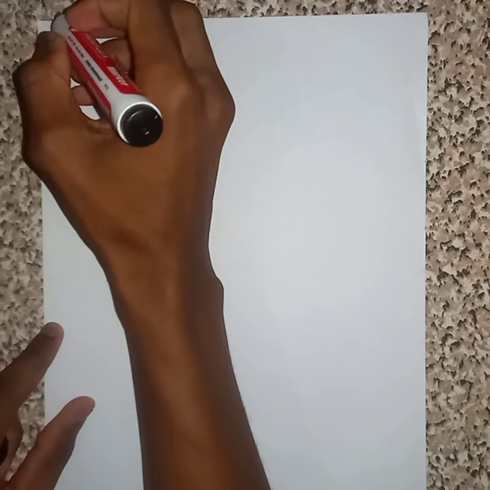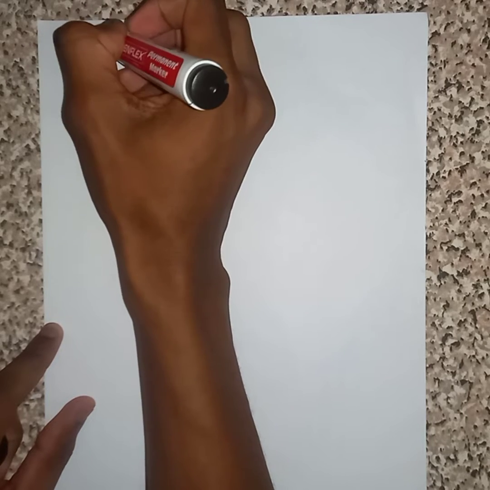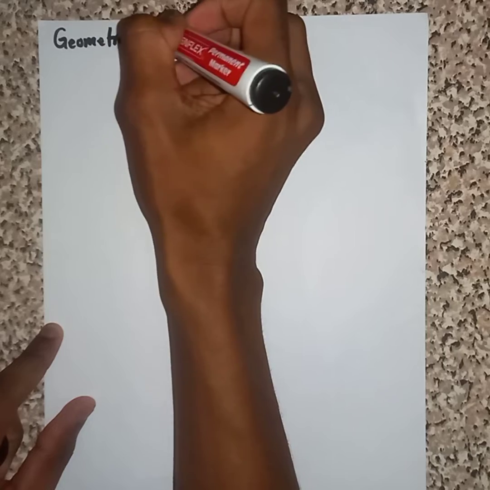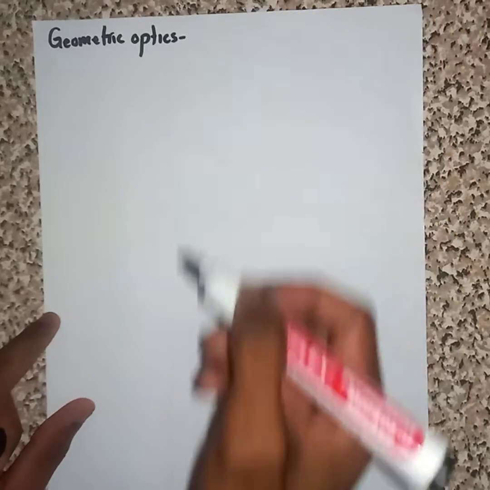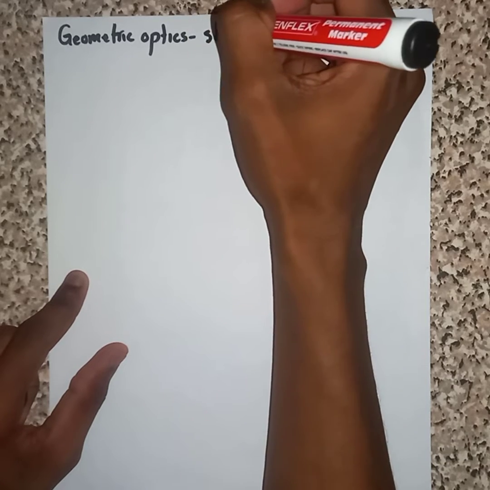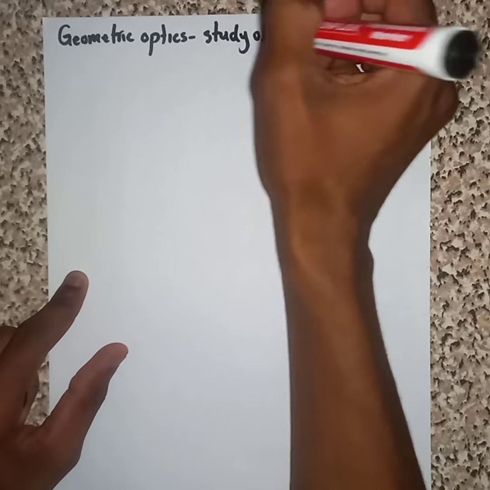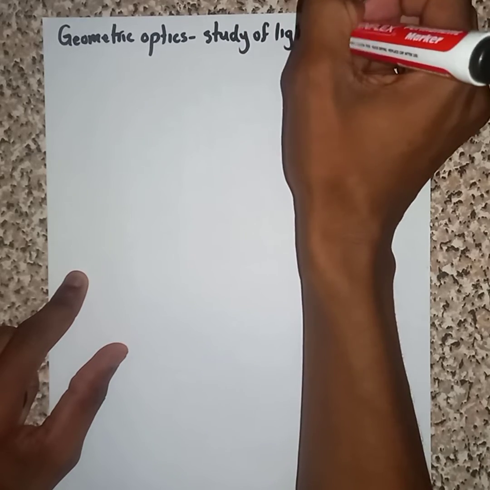Today, my fellow learners, we are going to do a new concept, the basic introduction of the new concept, which is geometric optics. Let me just say optics. Geometric optics. By definition, the term implies the study of light. The study of light.